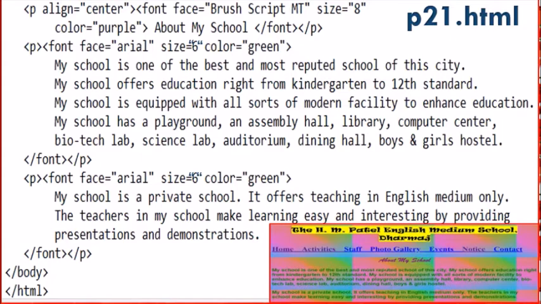Next, the heading about my school is written in center with purple color, font face as Brush Script MT, and font size as 8. After that, 2 paragraphs are written about my school with font face as Arial, font size as 6, and font color as green.